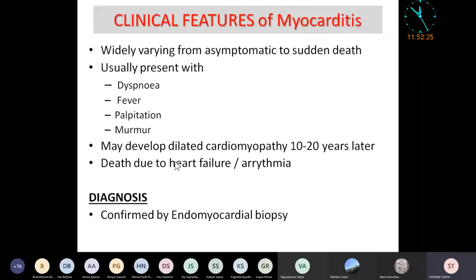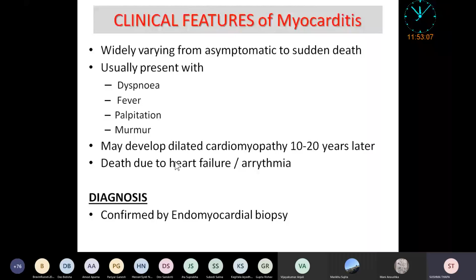Usually the patient will present with dyspnea, and there may be fever, palpitation, and a murmur in the heart. It may develop later, 10 to 20 years after the myocarditis, that the patient develops dilated cardiomyopathy. We'll talk about this topic in the coming slide. That is one of the complications of myocarditis. Death can occur suddenly due to heart failure or arrhythmia.